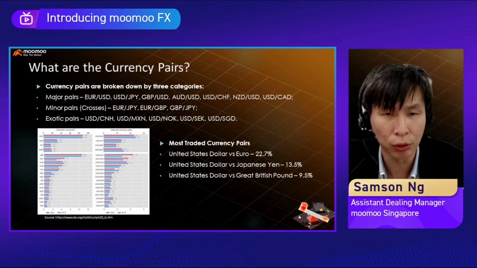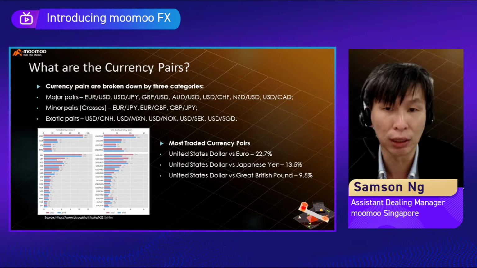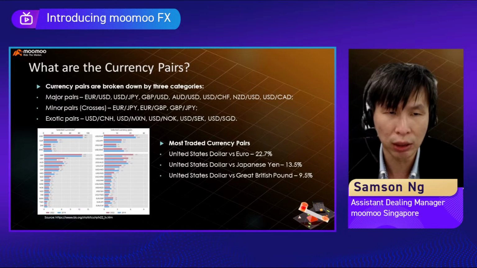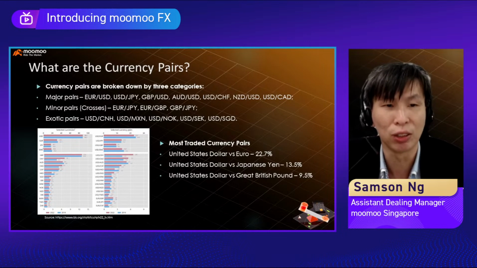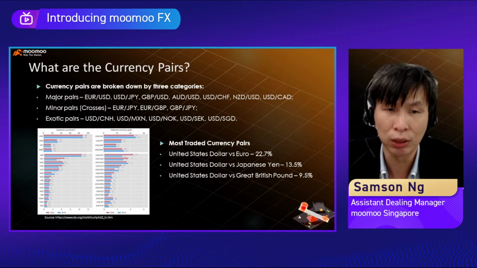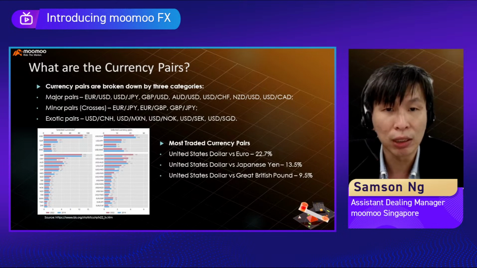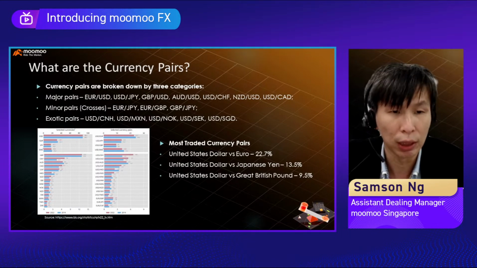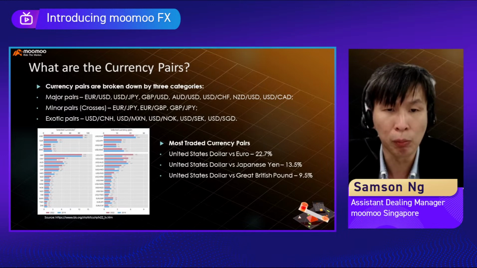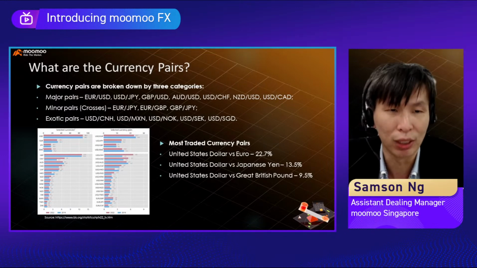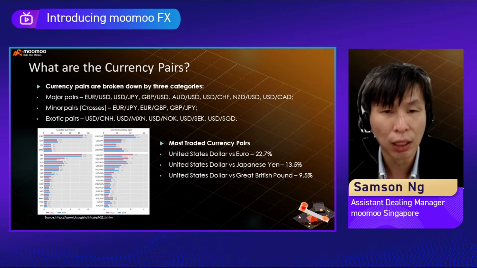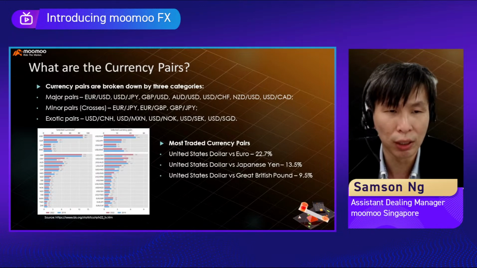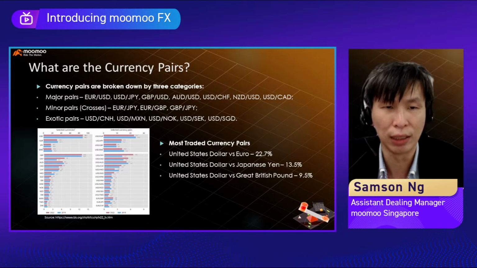Coming to the second group, they are minor pairs, also known as the crosses. If you have noticed, the US dollar is always included in the major pairs, while the crosses bypass the US dollar. The last group is known as the exotic pairs. They are usually associated with emerging markets and developing economies, whereby their currencies are not in great demand or traded globally. As you can see from the chart, the most traded currency pairs are the dollar against the euro, the dollar against the Japanese yen, and the US dollar against the British pound.